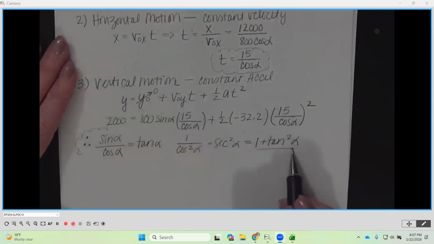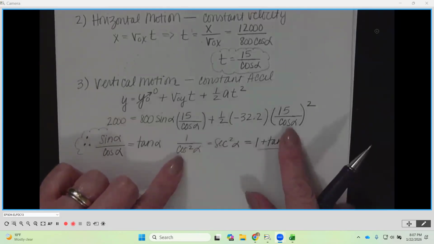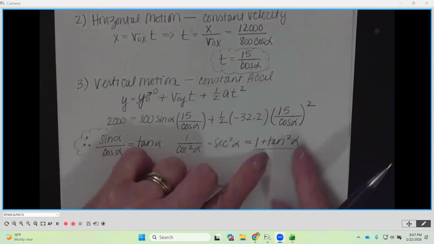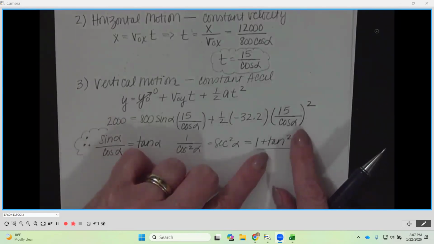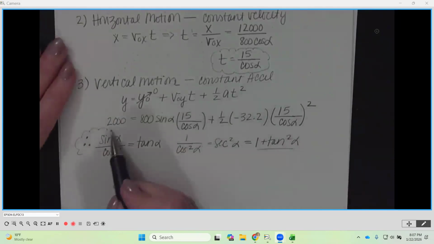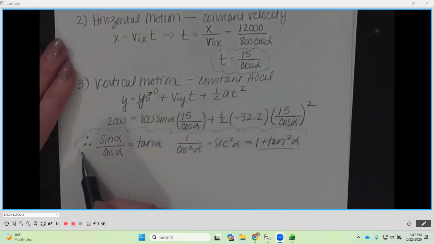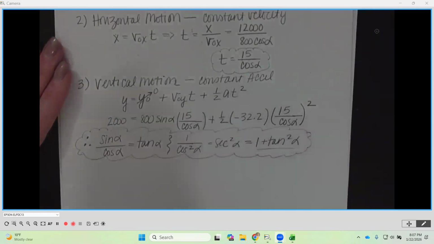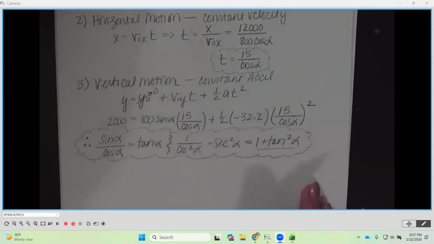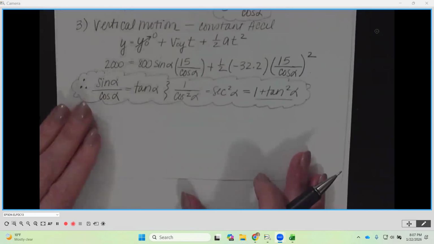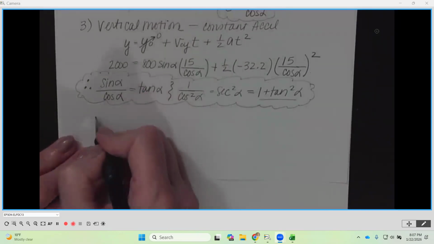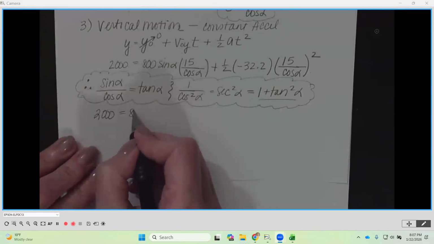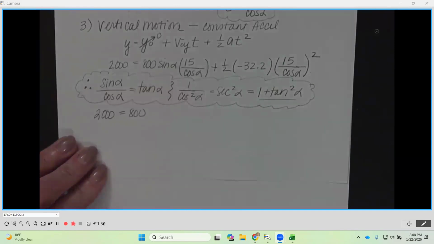So we're going to be using this. So we've got a cosine squared alpha here. That's a secant squared alpha. And we're going to be substituting this value just a bit. So I'm going to put a little cloud around this because this isn't part of the problem. These are our identities that we're going to be using in here. Okay. So down here, I'm just going to leave the 2,000 out front. It's going to be equal to 800. Okay.